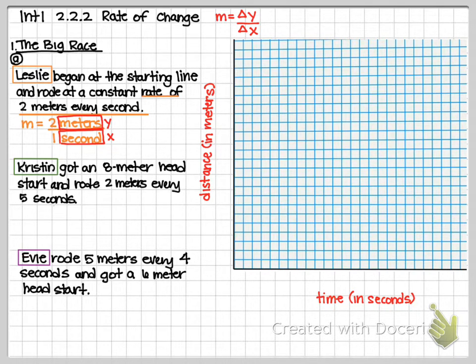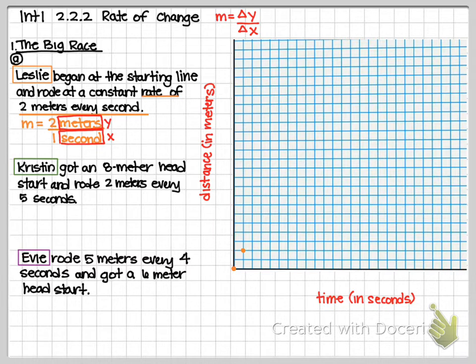So go back to Leslie's situation here. And if she starts at the starting line, then that means no time has elapsed. So the race hasn't started and she hasn't gone anywhere yet. So we're going to put her at the origin. So let's put a dot down at the origin for Leslie. Now I can do the slope. So I'm going to go 2 for my rise and 1 for the run. So I'm going to go up 2, right 1. And let's go ahead and create a dot there.